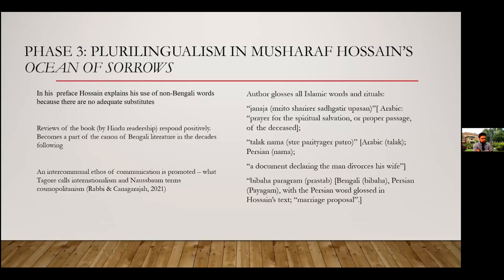This gesture is very much a communal ethos of communication. It talks about this concept of internationalism, or what Nazwam have called cosmopolitanism. So it is important to understand that this idea of internationalism is not what we would understand as internationalism in the contemporary context. The idea of nations in the Tagore sense is a unified manifestation of the divine unity or the divine self, which is the Atman in Hindu cosmology, or the Tawheed in the Islamic cosmology.